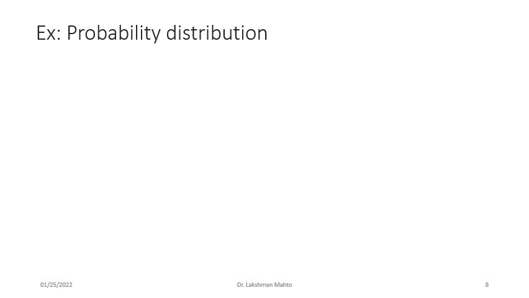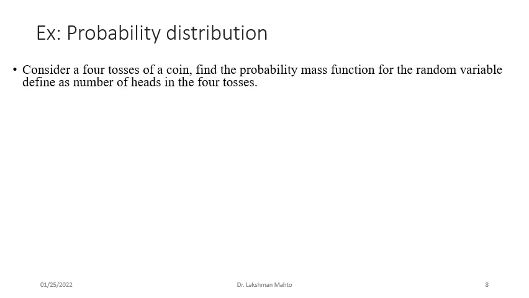Okay, just one example we will take here. Things would be very much clear, then we will go to generalize it further. So consider four tosses of a coin. That means we are tossing a coin four times. Then the question is that we have to find the probability mass function for the random variable that would be defined as the number of heads in the four tosses. Call it X. X is the number of heads in these four tosses of a coin.